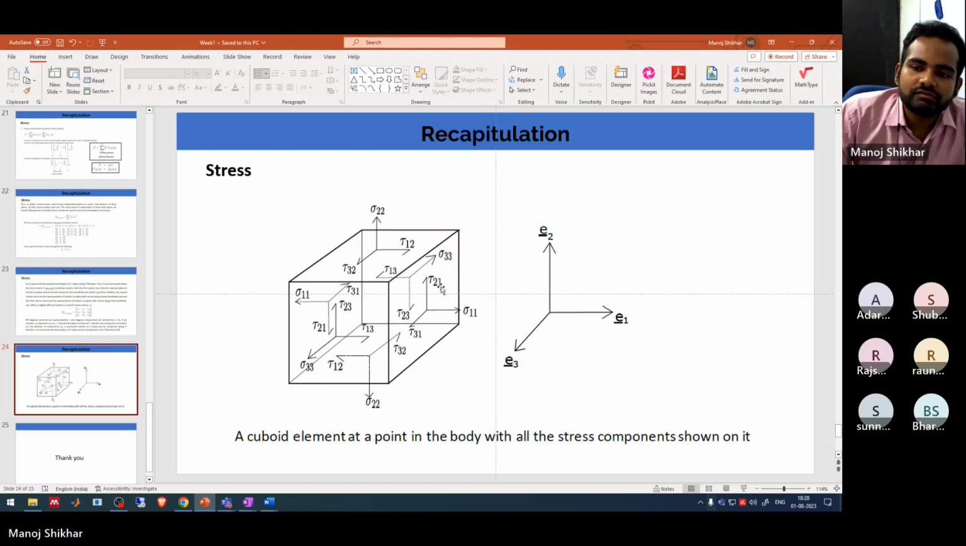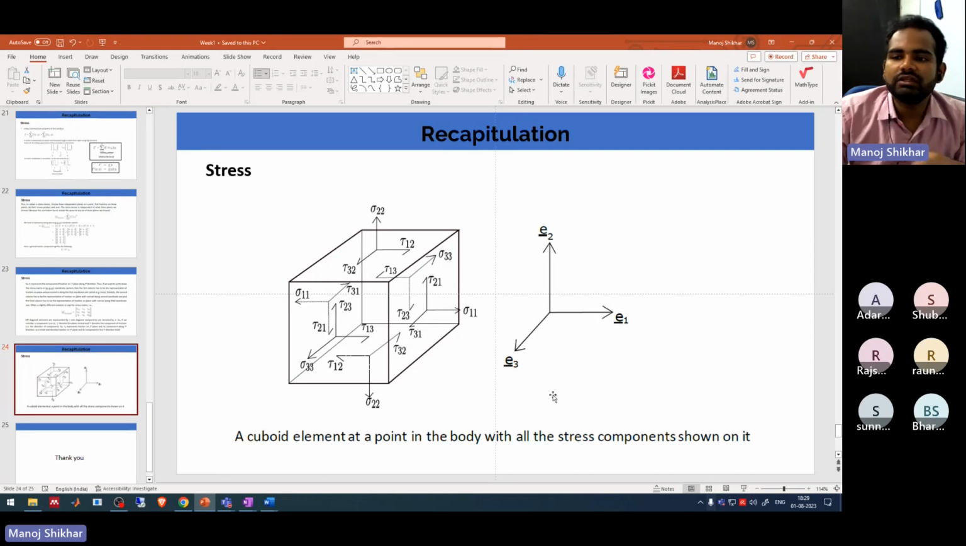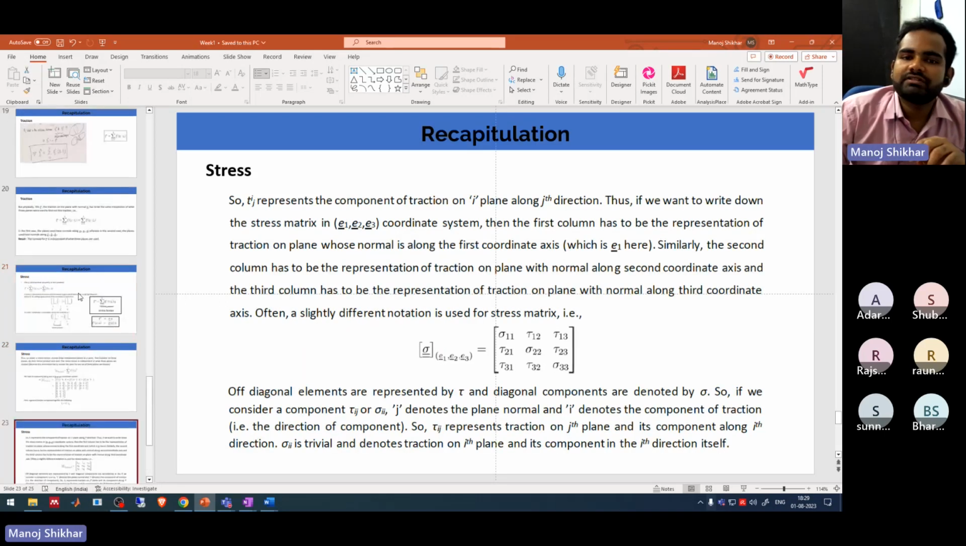And you have to keep one more thing in mind, that always consider the outer normal of the face. So for this face, outer normal is E1. For this face, outer normal is minus E1. Similarly, the face at the back has normal as minus E3, and the face in the front has normal as E3. So you have to keep this in mind. So this was the recapitulation part.